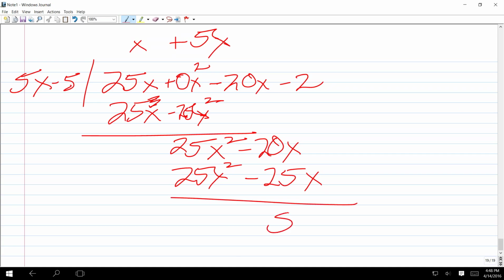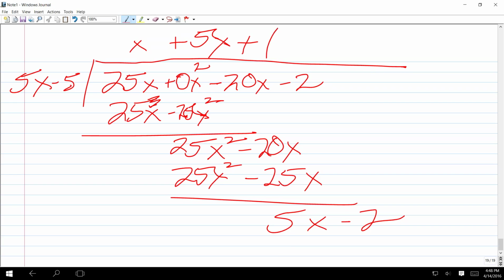So that's 5x. Bring down the 2. Repeat again. What's the next term above the division? And then 5x goes into 5x one time. Okay. Which gives us 5x minus 5. What's minus 2 minus 5? Minus 2 minus 5, that's going to make an addition sign. So that's going to be minus 2, so 3. Plus 3.